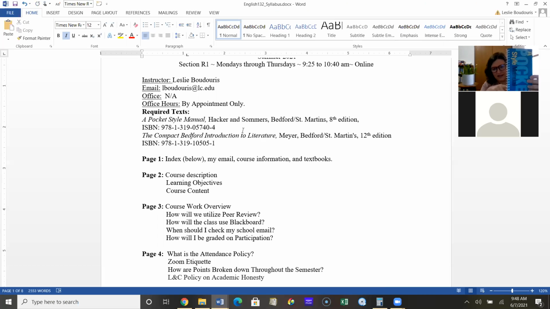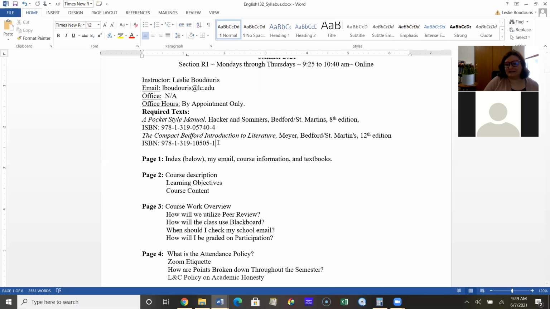It's always backwards because it's a camera, but it's called a pocket style manual. This is all about research, MLA format, and anything else that you might need to know. There's a lot about thesis statements and writing in general. So this is going to be like our composition book, and you're going to need this one. It's by Bedford St. Martin's, 8th edition, and I have the ISBN number right down here. If you want to copy and paste that into Amazon or wherever you buy it from, you can ensure that you have the correct edition, because textbooks like this have a million editions, and sometimes you accidentally buy the older one, not knowingly.